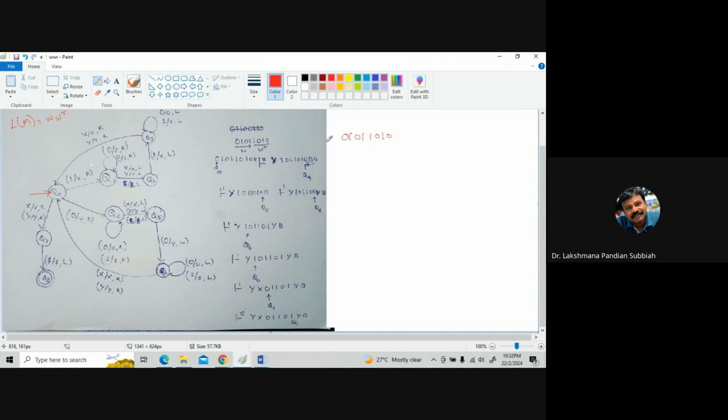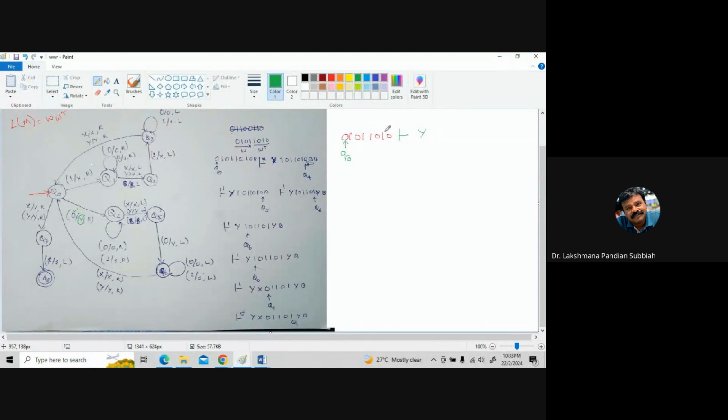Now we start in Q0 as the first state, the starting state, at the leftmost symbol, which is the 0. From Q0, the input is 0, and the 0 is replaced by Y. So in that step, 0 is replaced by Y, and then we move to the next state.